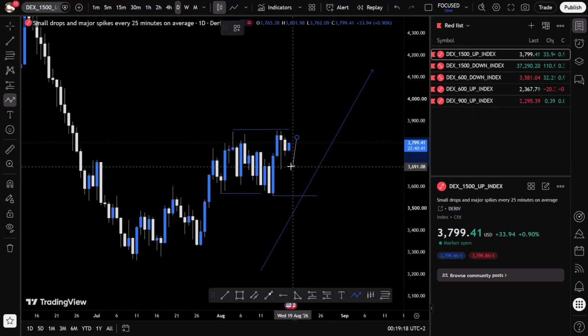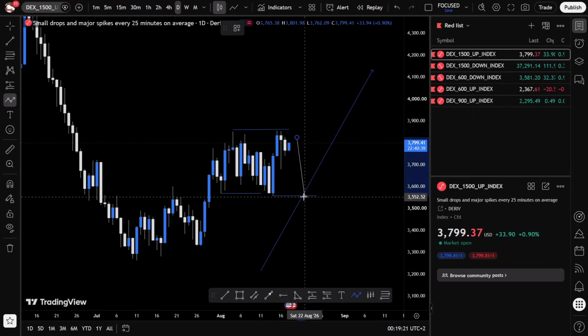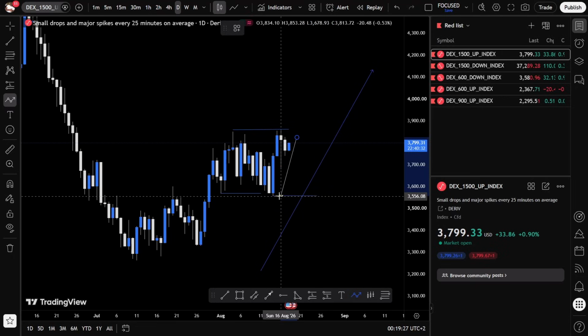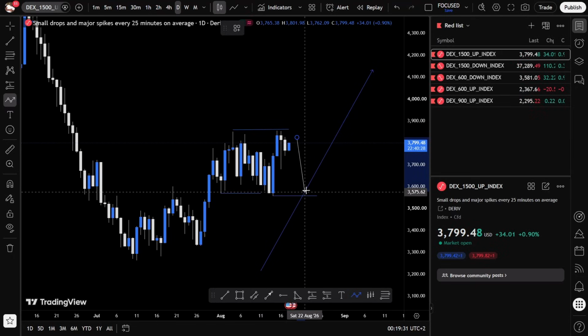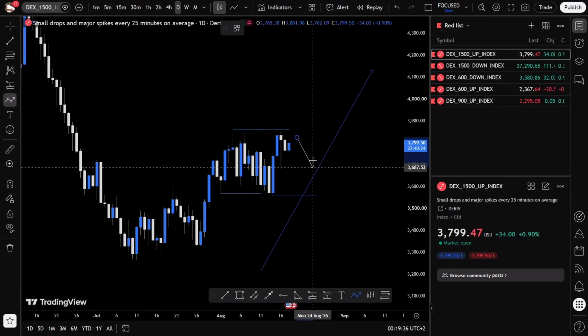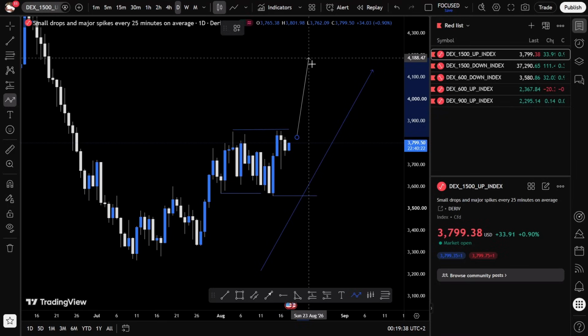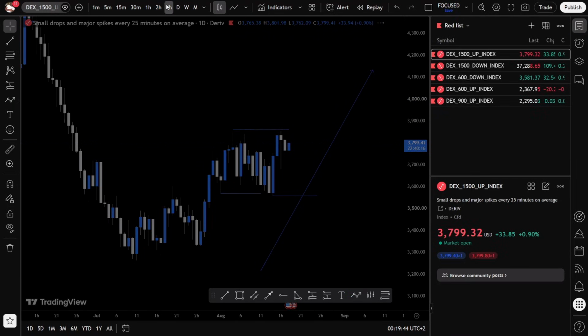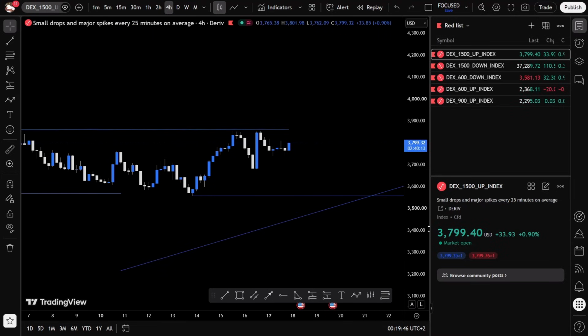So I'd highly favor the upside if we do not breach this level, or if we do breach it, we'd have to close back within this range, close back above this level right there, and then the next candle should close above as well, and then I'd be looking to go long to the upside, okay? So now let's scale down to the 4-hour time frame and see what's actually going on here.